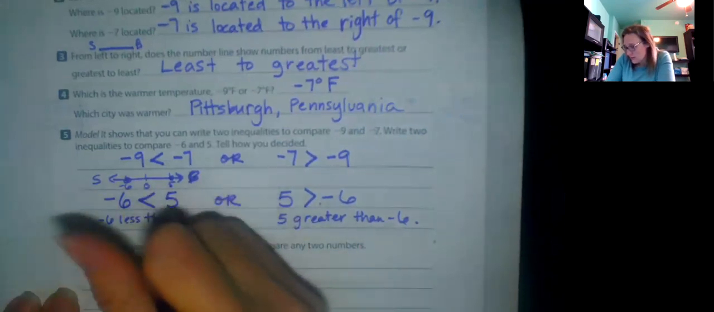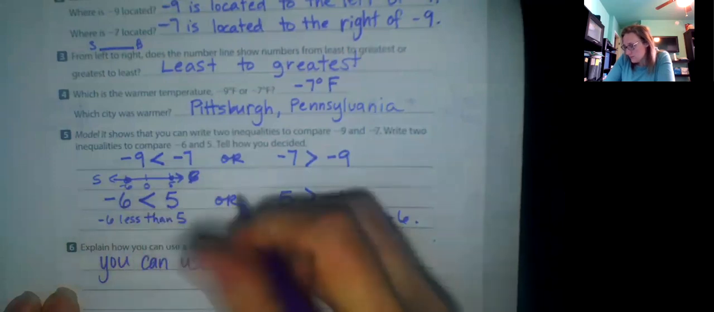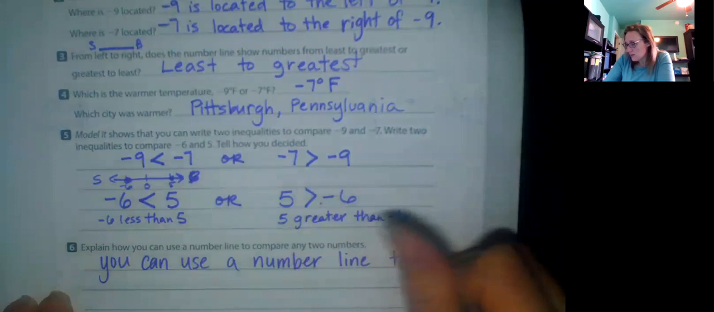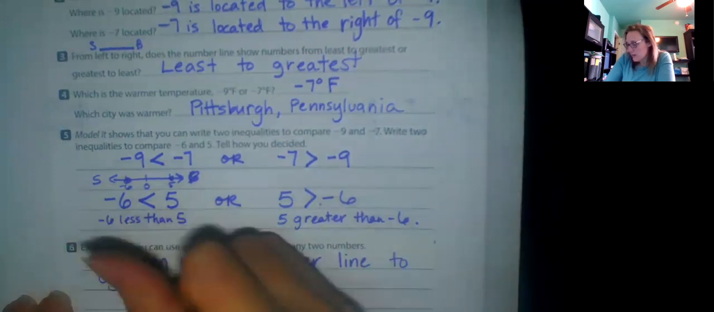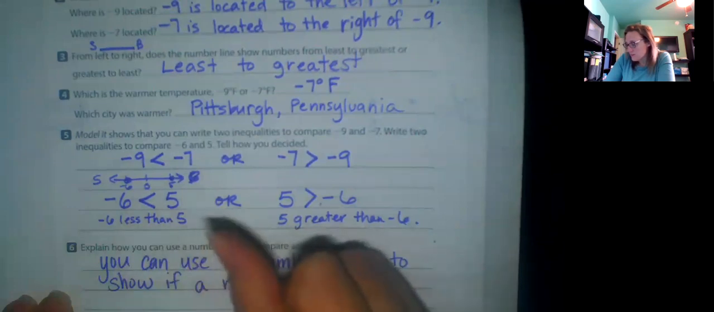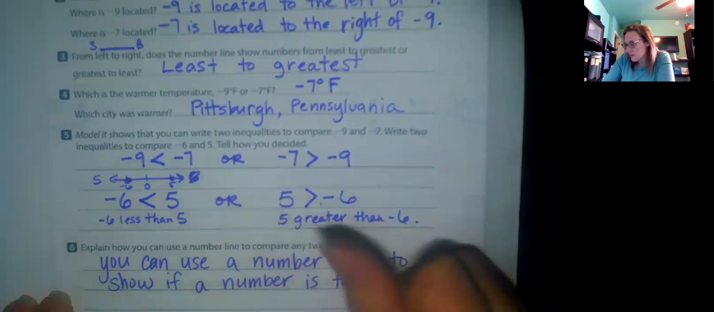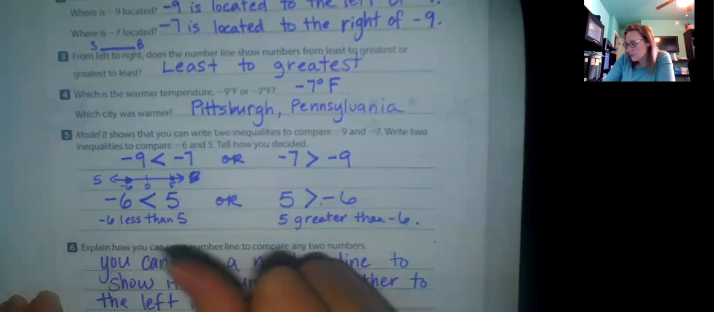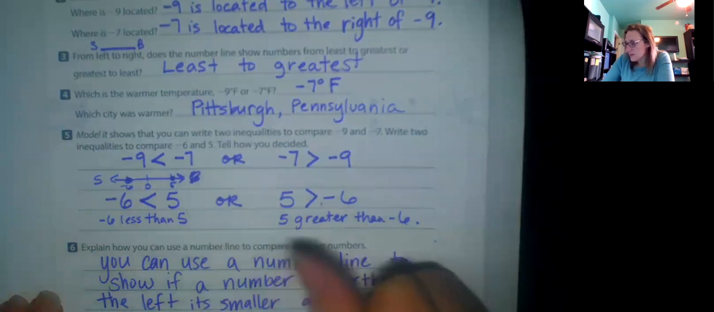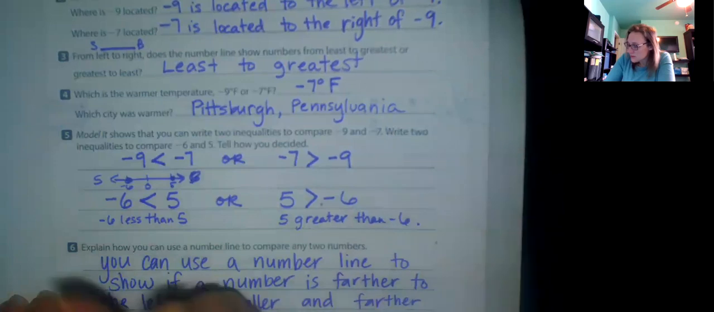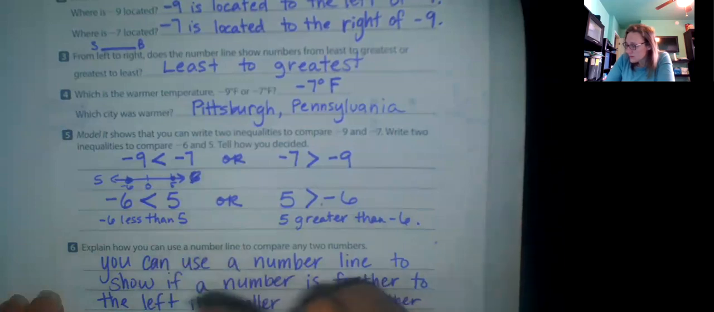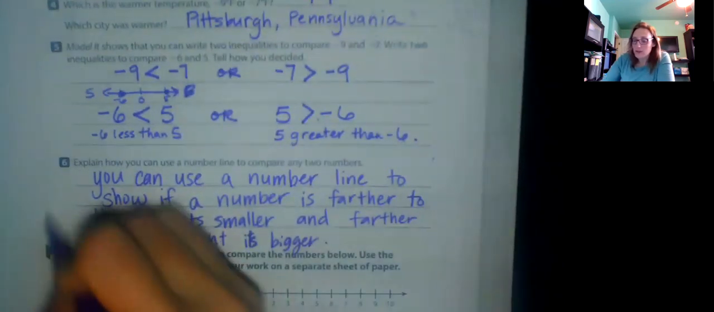Okay, so you can use a number line to show if a number is farther to the left, it's smaller, and farther to the right, it's bigger. Okay? Remember this because you might have a question on your homework.